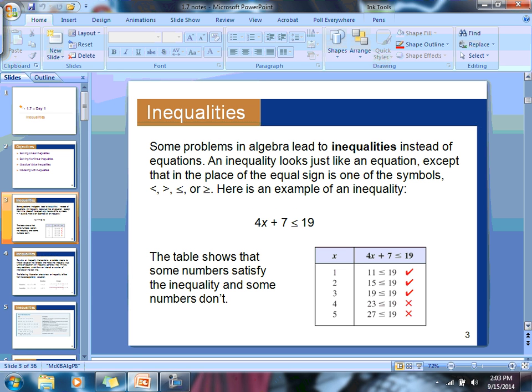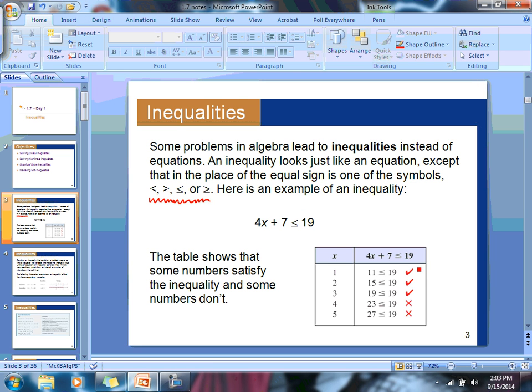Now, when we're solving algebra problems, sometimes we don't always have an equation that we're solving. Sometimes we have a situation where the quantities are less than or greater than, less than or equal to, or greater than or equal to each other. So this is just an example of an inequality. It's an equation that instead of an equal sign has an inequality sign. So instead of having one exact answer, inequalities have many correct possible answers.